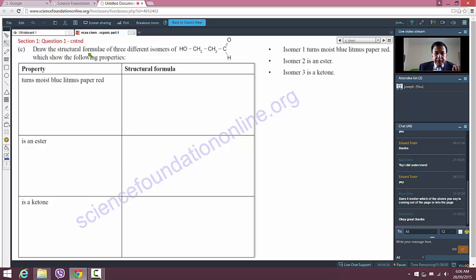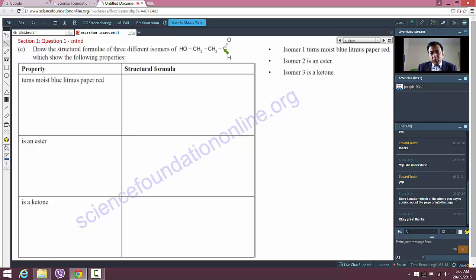Part C. Draw the structural formulae of 3 different isomers of this molecule, which show the following properties. Isomer 1 turns moist blue litmus paper red. So we are looking for isomers of this molecule. Remember the 3-hydroxypropanol that we came across, right? The fact that it turns moist blue litmus paper red is a dead giveaway. What is it? It's going to be a carboxylic acid.